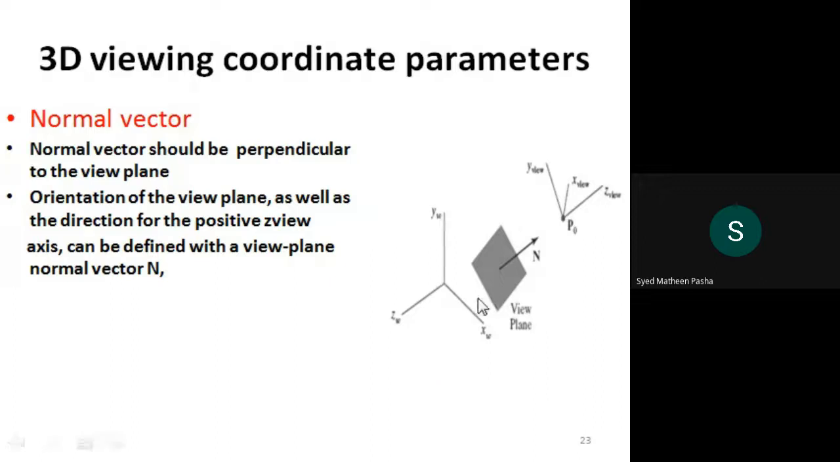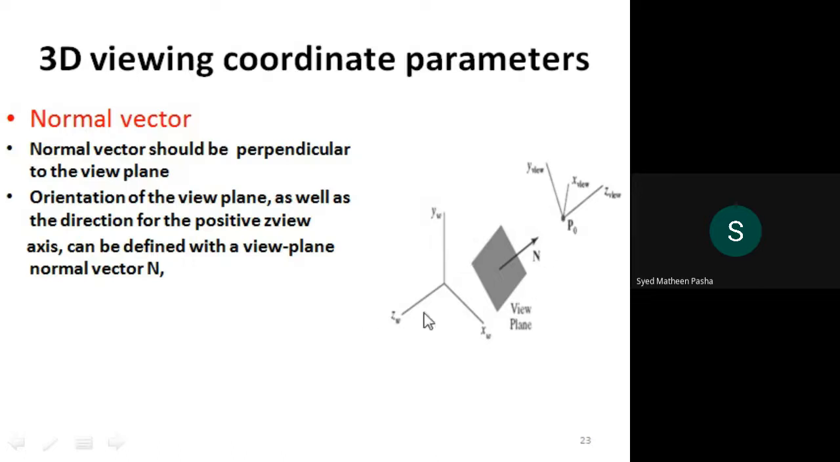If I specify some direction with respect to the normal vector, and if I specify this as the direction of that particular object, so what is the direction of the object? It is lying in the xy plane. So this is the view plane with respect to which the normal vector is being represented. This is the direction which is perpendicular to that particular view plane. You can see this view plane is perpendicular to the xy plane.